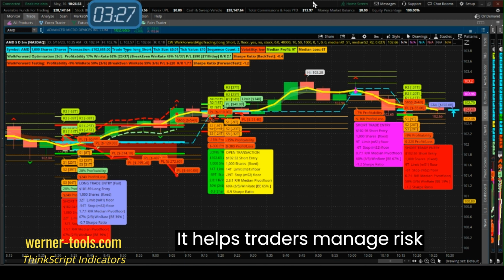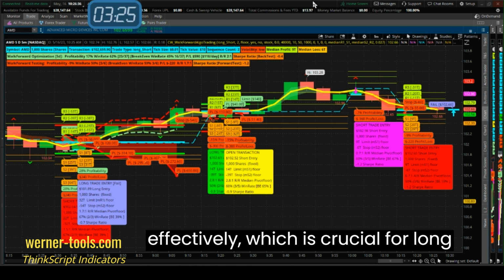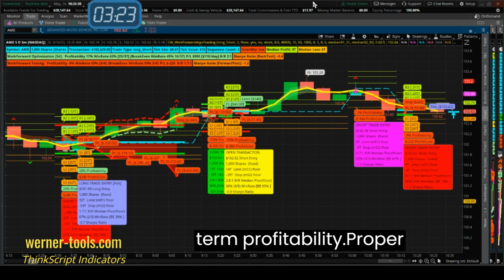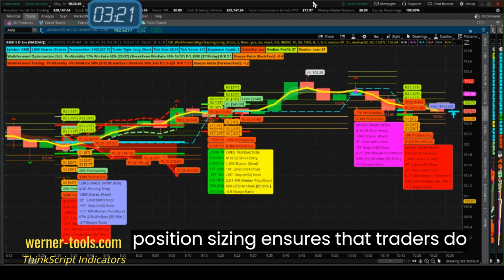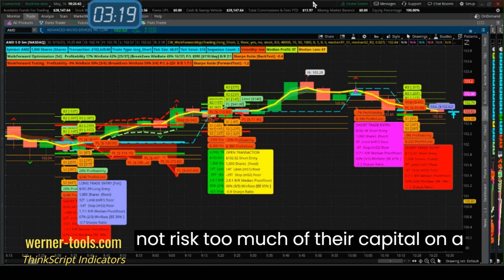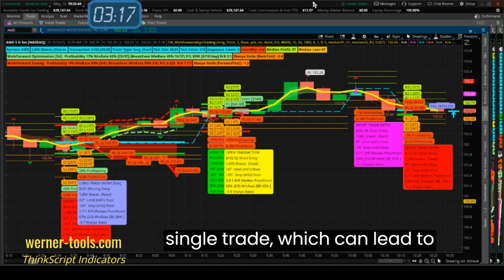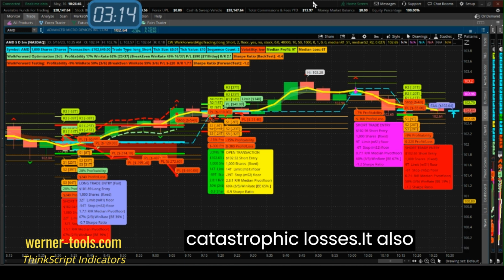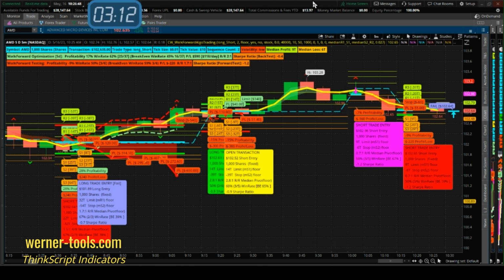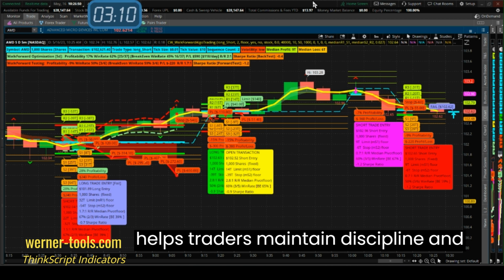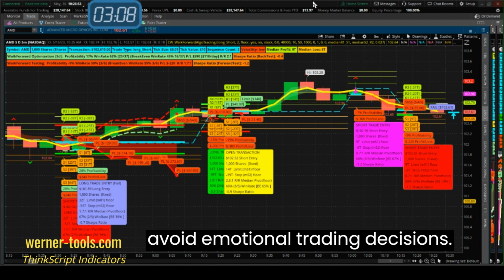The importance of position sizing cannot be overstated in stock trading. It helps traders manage risk effectively, which is crucial for long-term profitability. Proper position sizing ensures that traders do not risk too much of their capital on a single trade, which can lead to catastrophic losses. It also helps traders maintain discipline and avoid emotional trading decisions.